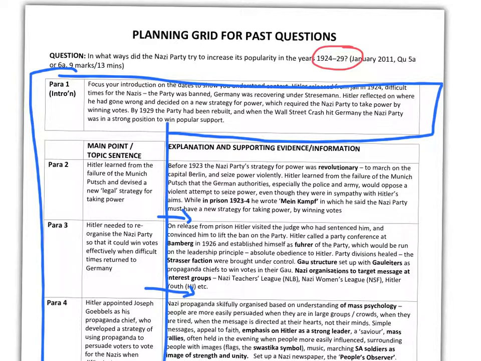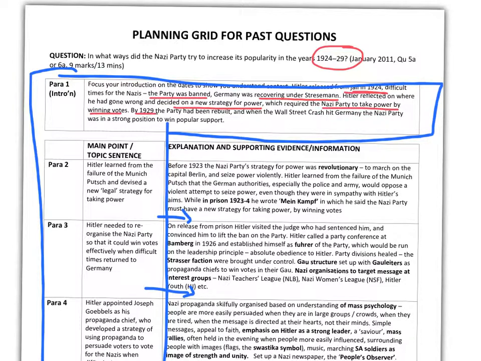Why 1924? Because that's when Hitler was released from jail. Tough time for Hitler. The party had been banned while he was in jail. When he came out, of course, the Republic was doing well. Stresemann was the foreign minister. Things were going well. So Hitler basically had to decide on a new strategy for power, and basically start from scratch. And of course, that new strategy was to take power by winning votes.